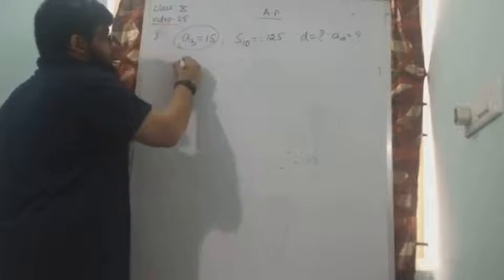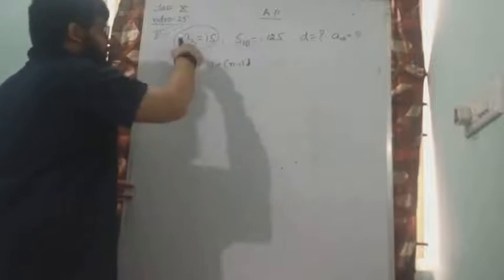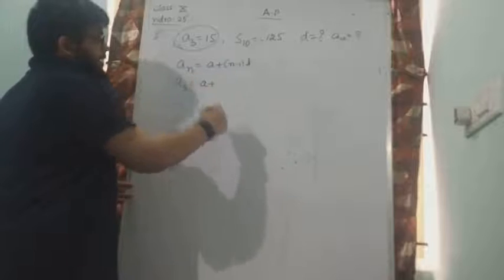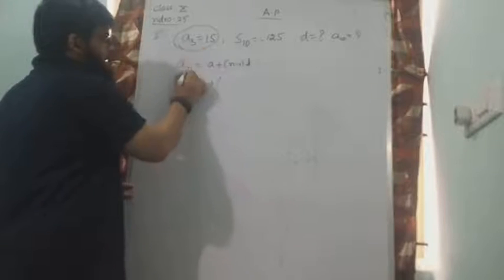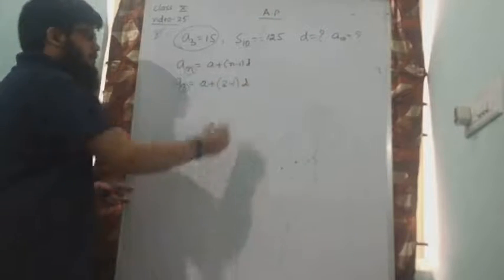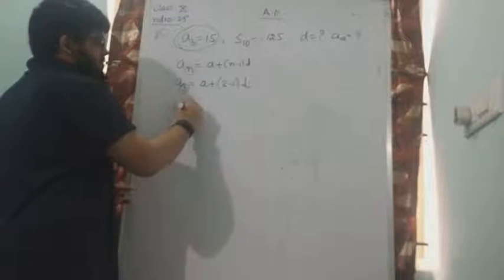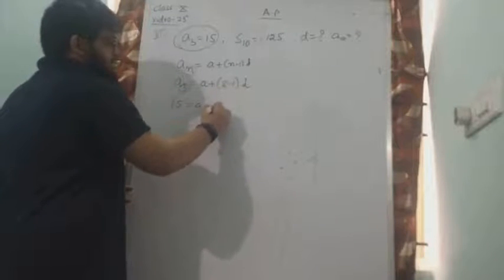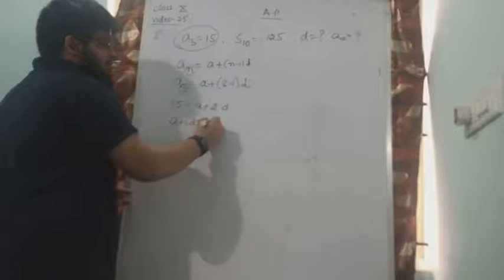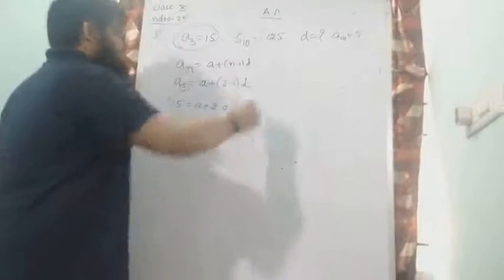If you make use of An is equal to A plus (N minus 1) into D, for A3, A you don't know, so I'll keep A as it is, plus N, in place of N you have 3, so you can write 3 minus 1, D also you don't know, you are finding it out, so D will be D. The value of A3 given in the question is 15, which is equal to A plus 3 minus 1, which is 2D. So I can write it as A plus 2D is equal to 15. I'll call that equation number 1.